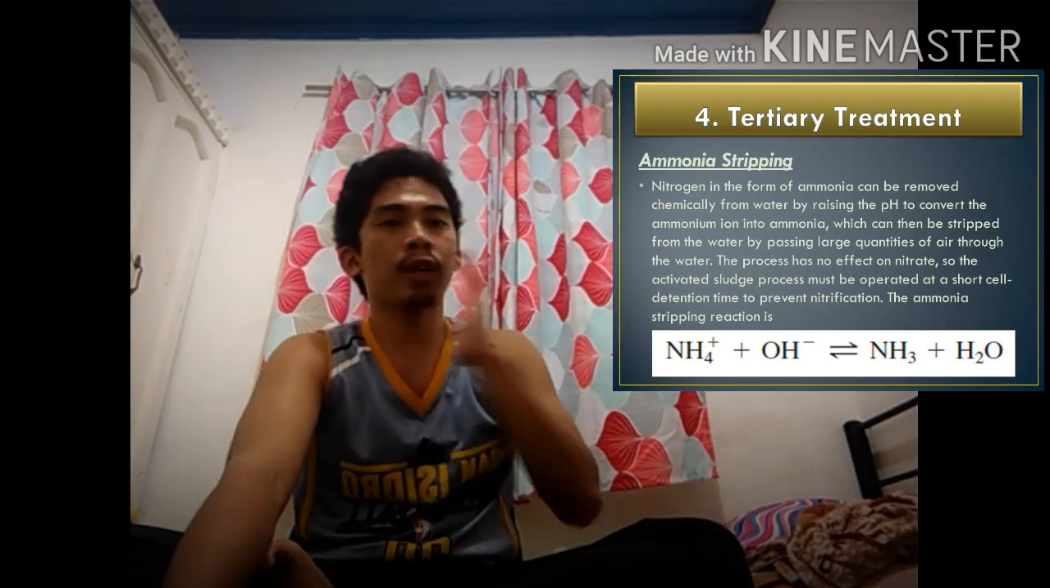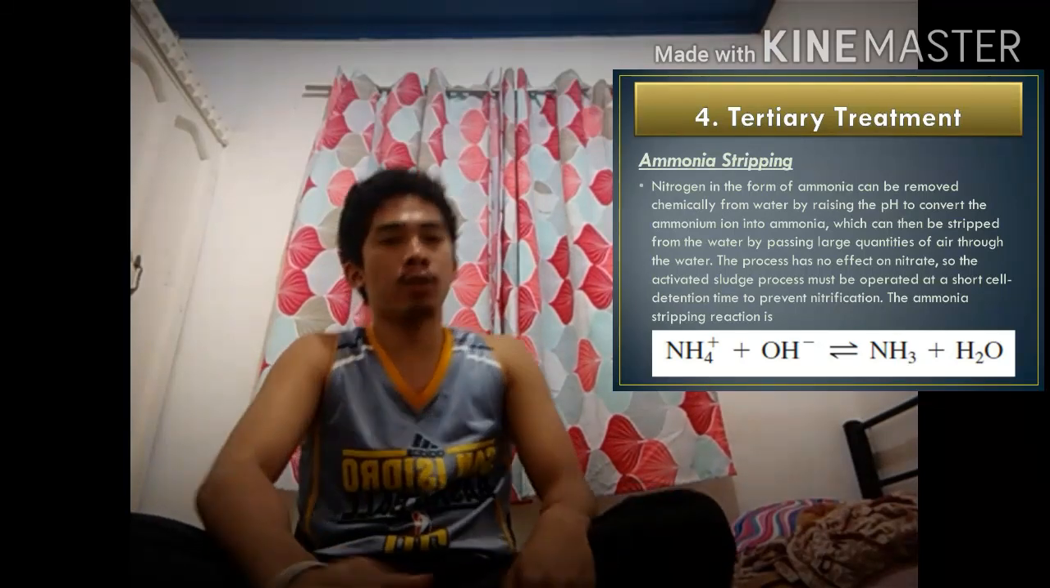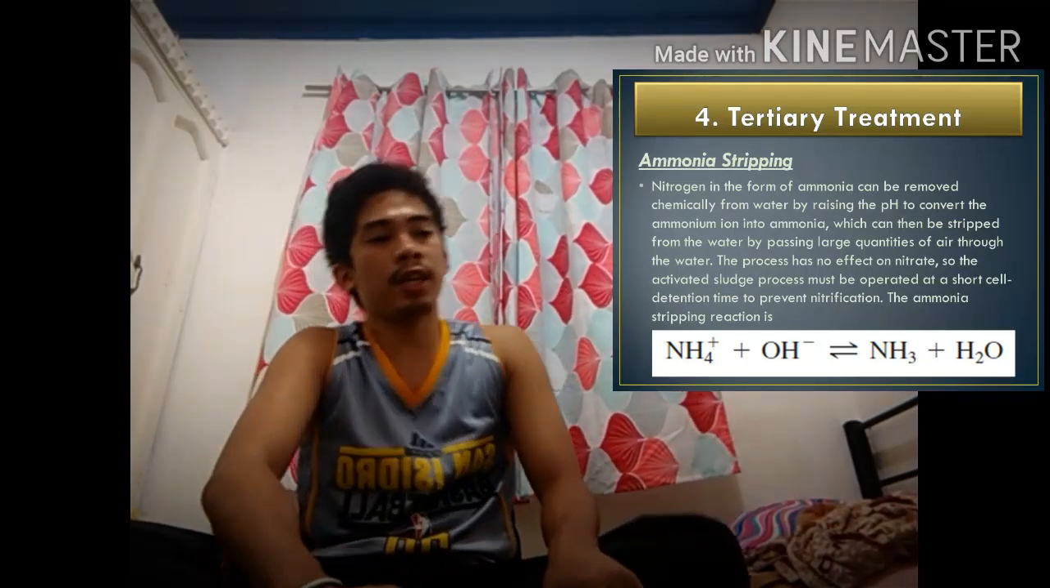Sa ammonia stripping, ang first step niya kay ipataas ang pH para ma-convert ang ammonium ion into ammonia. Then, ang kanang ammonia, pwede siya kwaon or strip siya sa water by passing large quantities of air through the water. The process has no effect on nitrate, so the activated sludge process must be operated at a short cell detention time to prevent nitrification. The ammonia stripping reaction is NH4+ plus OH- yields NH3 plus water.